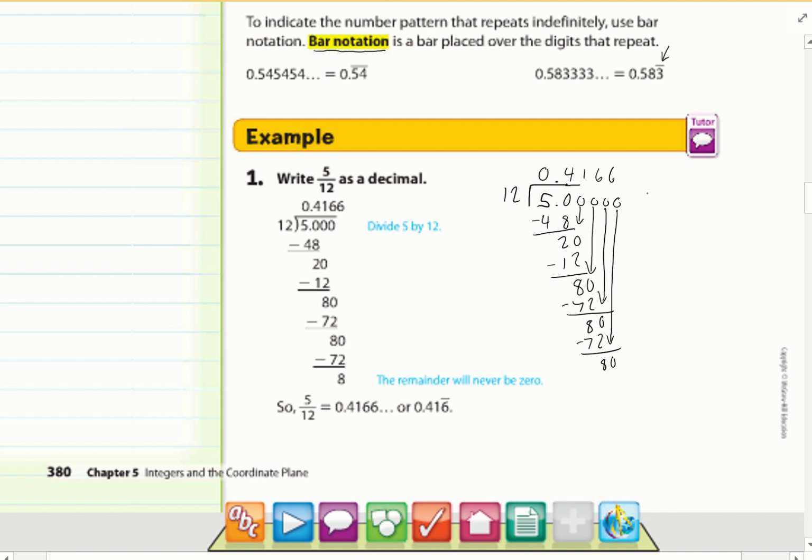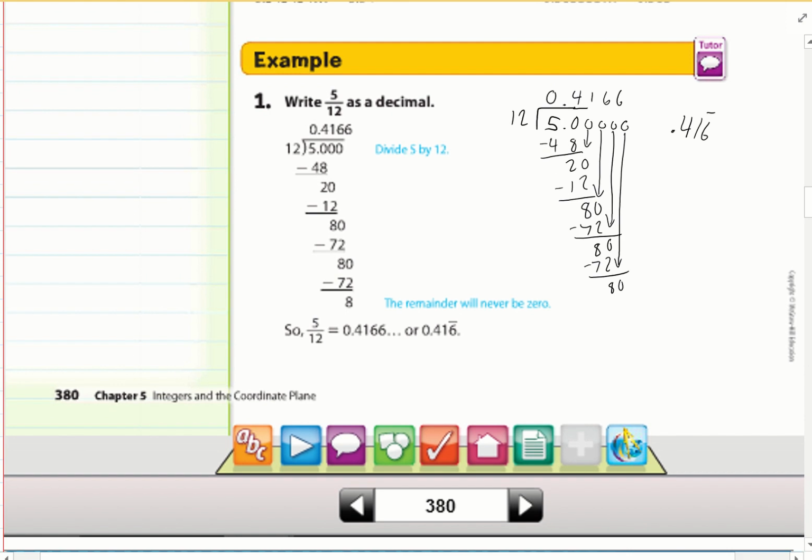So what I can write instead of 0.416666666 is I can just go 416 thousandths with the bar notation on top of the 6.